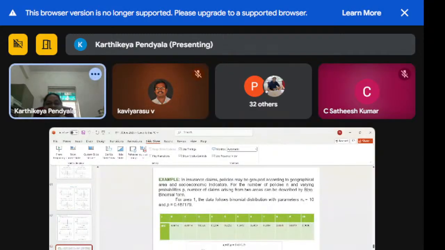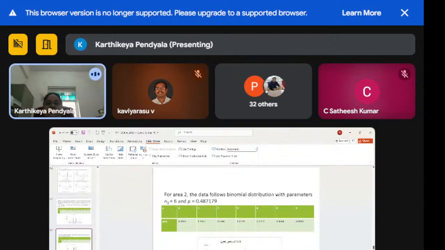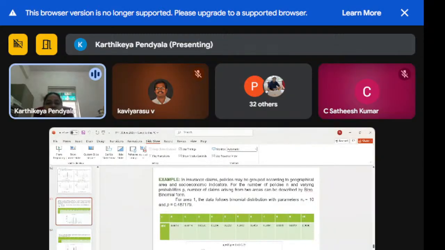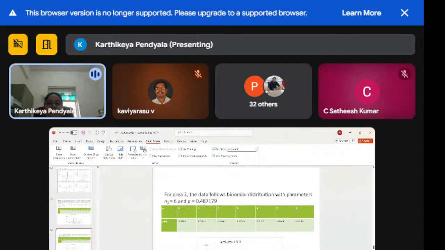Okay, sir. And we can apply this particular distribution in insurance claims. Policies may be grouped according to geographical area and socio-economic indicators. For the number of policies n and varying probabilities p, the number of claims arising from two areas can be described by binomial form. So this is the graph. These are the probabilities. In area 1, these are the probabilities and the graph. This is in area 2, probabilities and the graph.